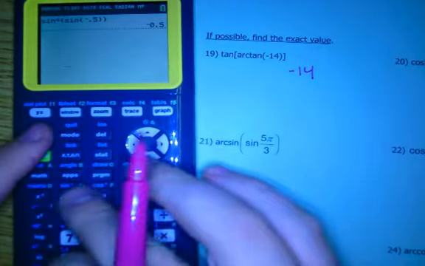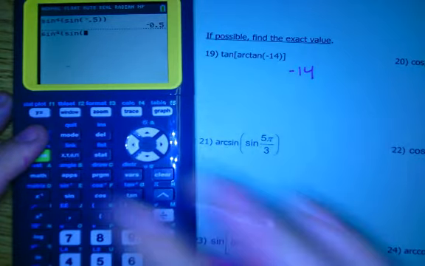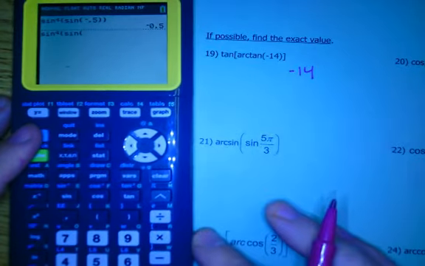Oh, it worked. All right. Let's see if I can mess around with it. No, this is so fun.